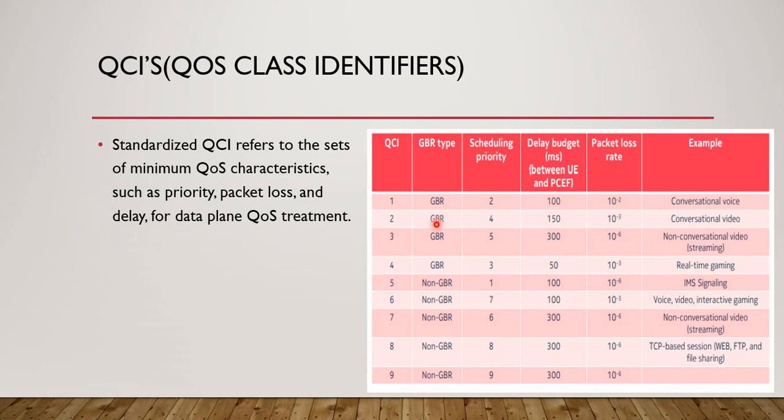Okay, so whatever bitrate we are mentioning here will be the guaranteed bitrate, and from QCI 5 to 9, that will be a non-guaranteed bitrate. So what comes in guaranteed bitrate? The first one is the conversational voice. That means we make a voice call on the mobile from one mobile to another.